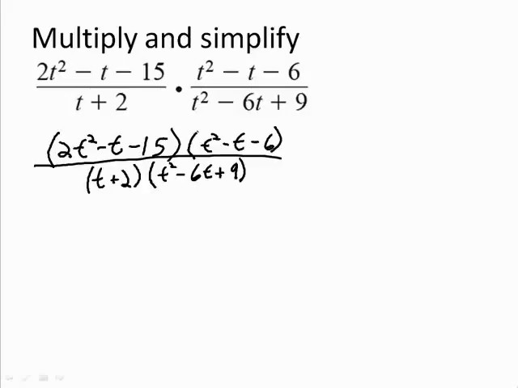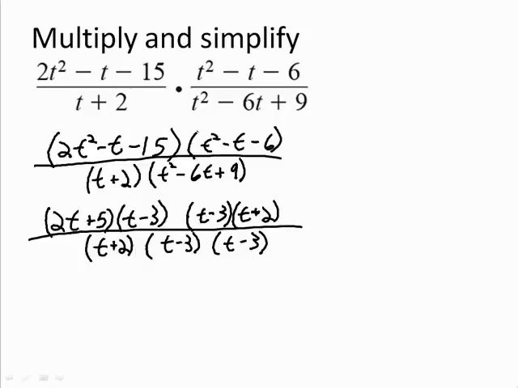Factor 2t squared minus t minus 15, t squared minus t minus 6, and t squared minus 6t plus 9. 2t squared minus t minus 15 factors into the quantity 2t plus 5 times the quantity t minus 3. T squared minus t minus 6 factors into t minus 3 and t plus 2. And t squared minus 6t plus 9 factors into t minus 3 and t minus 3. The t minus 3's cancel out, and the t plus 2's cancel out. You're left with 2t plus 5.